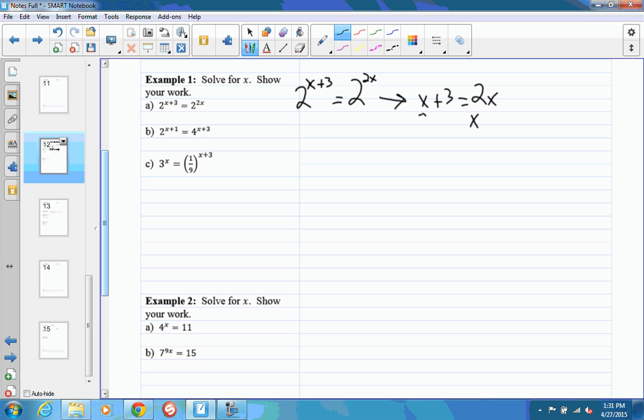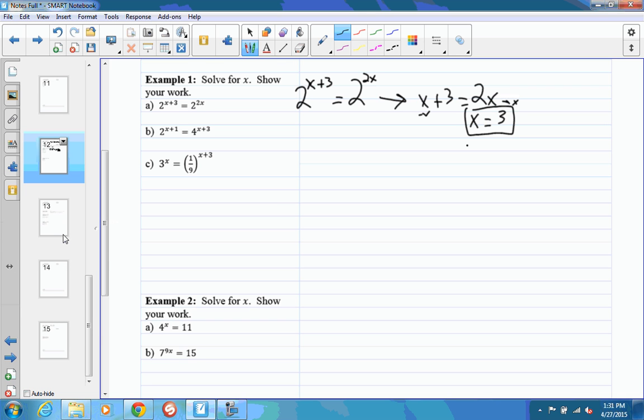So if I subtract x from both sides, x equals 3. Is that all I do for that? Just subtract x from each side? Wait, is that really it? Yeah, that's really it.